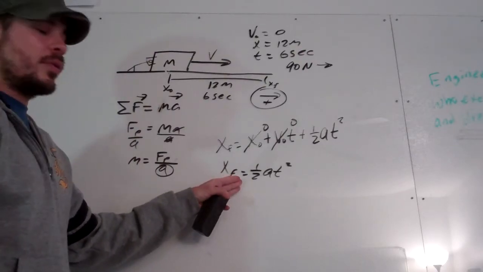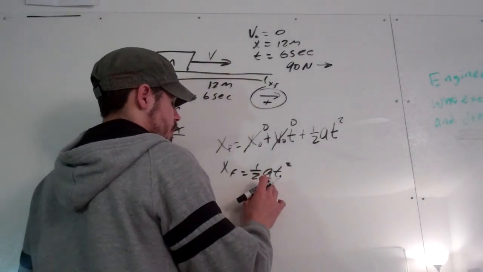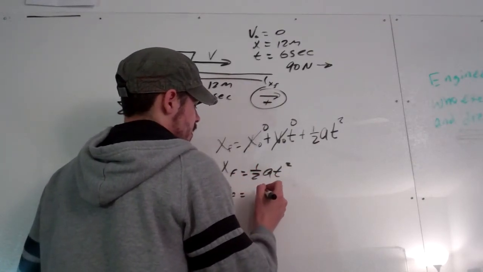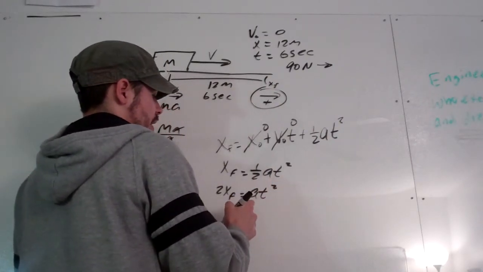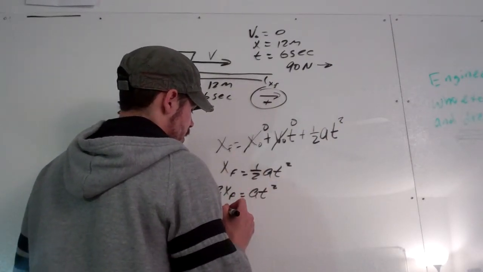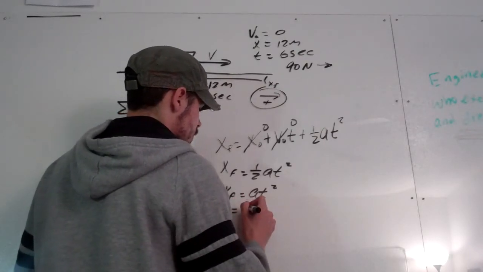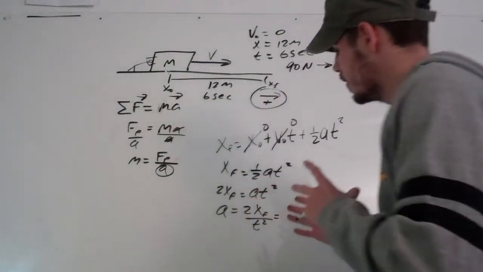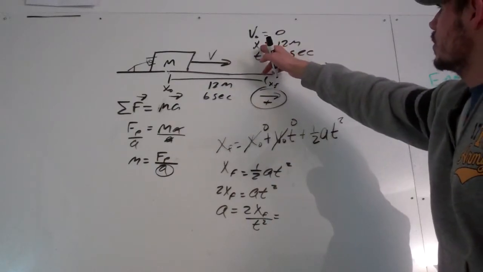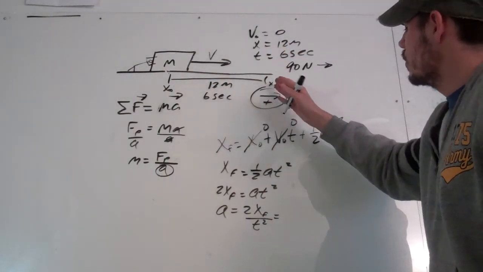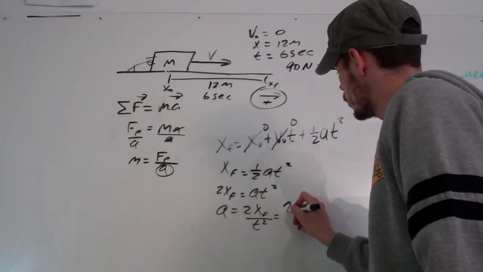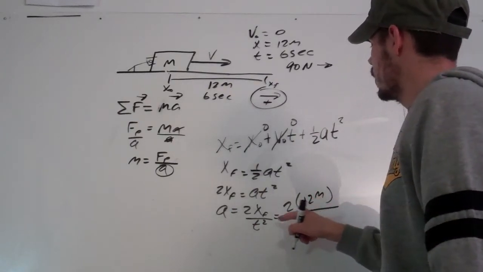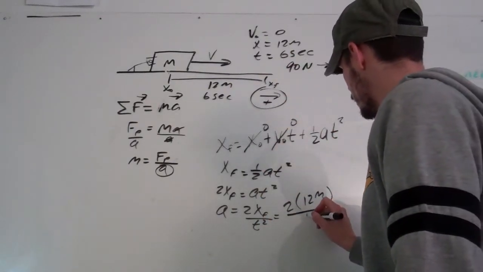So in order to find the acceleration, now all we have to do is solve for a. So let's go ahead and divide 1/2 on both sides, and we get 2x final is equal to acceleration times time squared. And we divide t squared on both sides, and we get that acceleration is equal to 2x final divided by t squared. And now we actually have all the values, don't we? Because we have our final x, which started at x naught and traveled 12 meters. So we have 2 times 12 meters divided by t squared, 6 seconds.